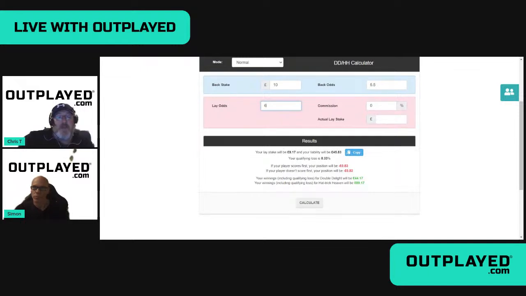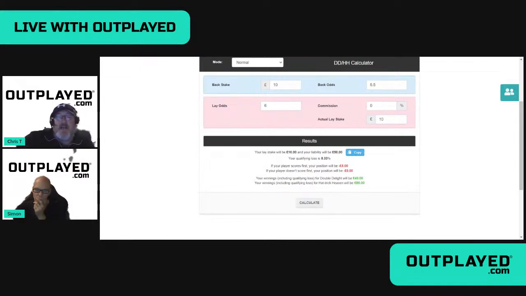Our lay stake would be £9.17 based on that. So that would be our actual lay stake that we'd put in there. Some people will underlay this offer, so they might just do £8 on that.